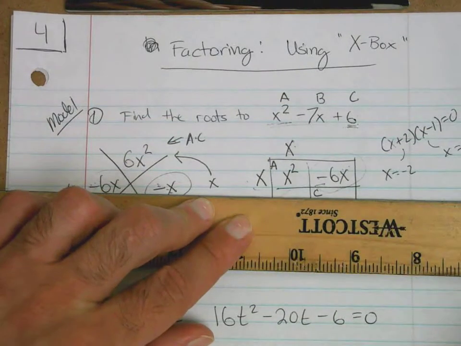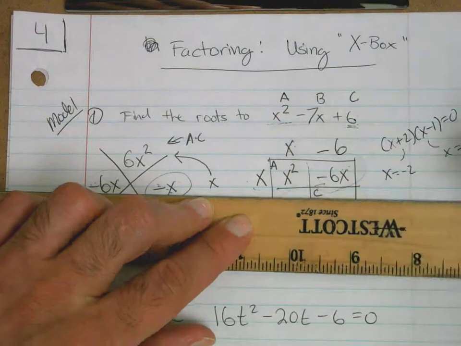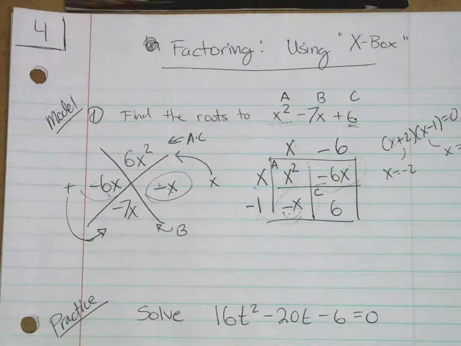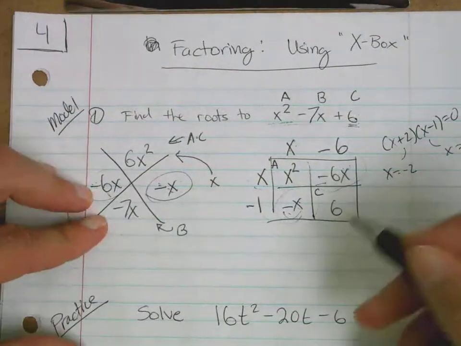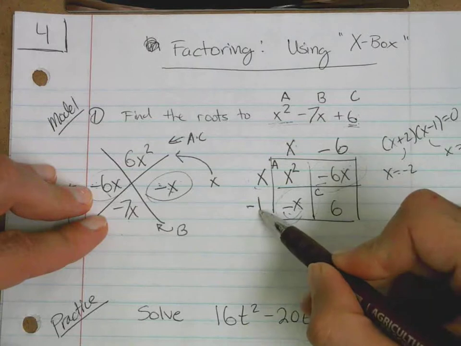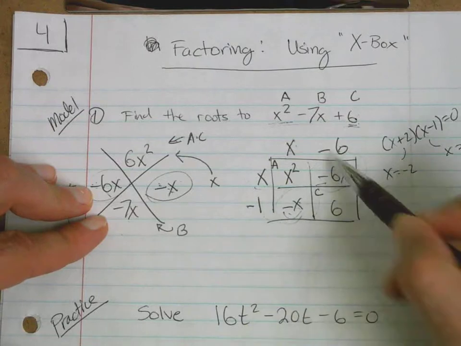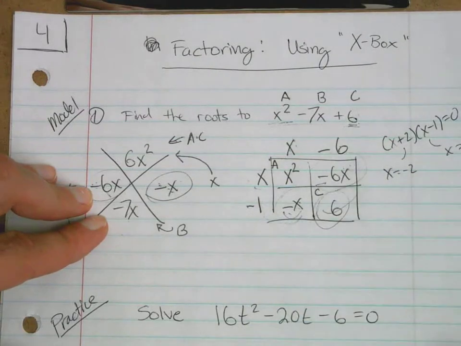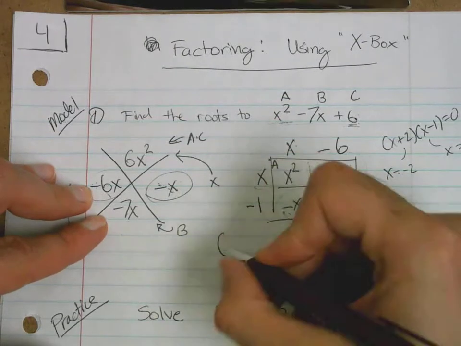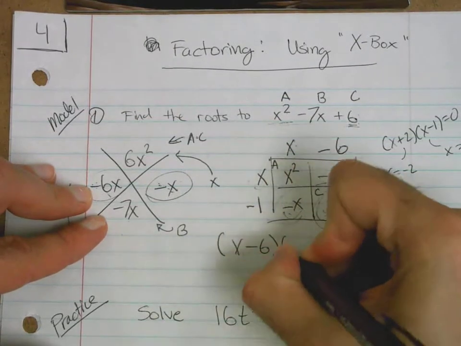Good, a -6. The last step is to check. Maybe I screwed up. I don't know. So I multiply this times this, -1 times a -6, and make sure that it gives me that. That's right, it does give me that. Now I write this in factored form, x minus 6, x minus 1.